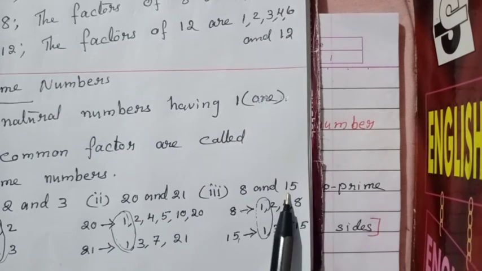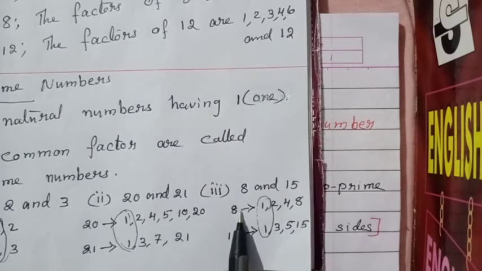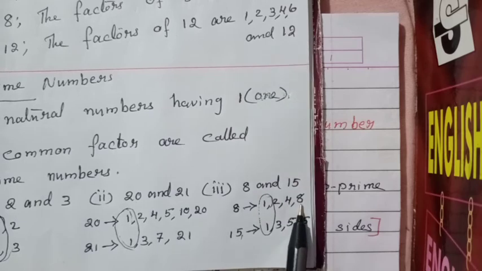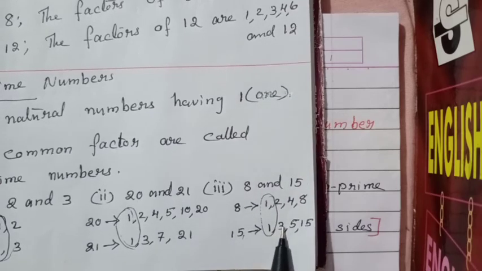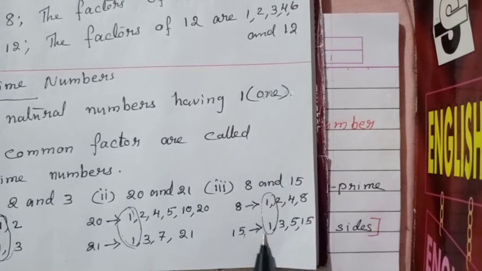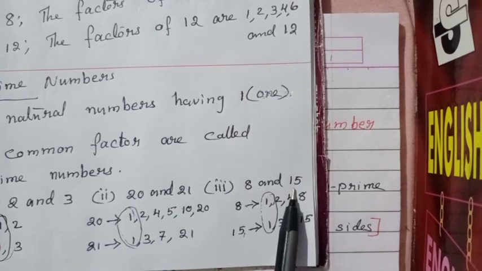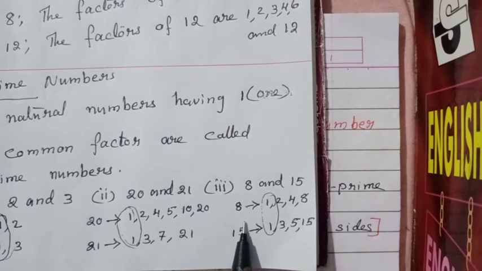Next example, 8 and 15. The factors of 8 are 1, 2, 4, 8. The factors of 15 are 1, 3, 5, 15. So both have 1 as the common factor. Therefore 8 and 15 are also called co-prime numbers.